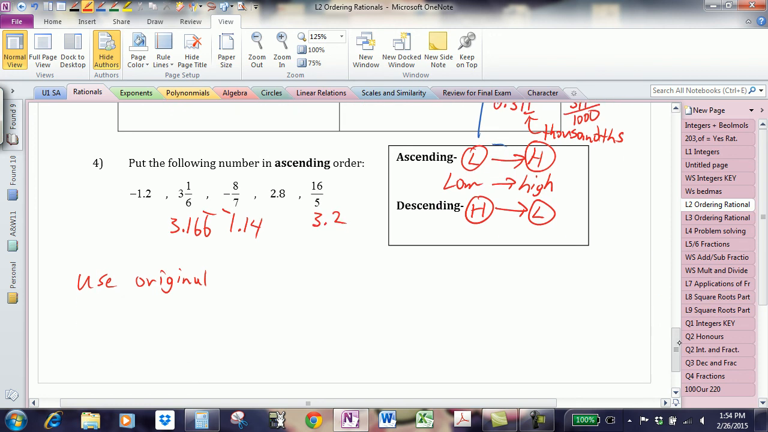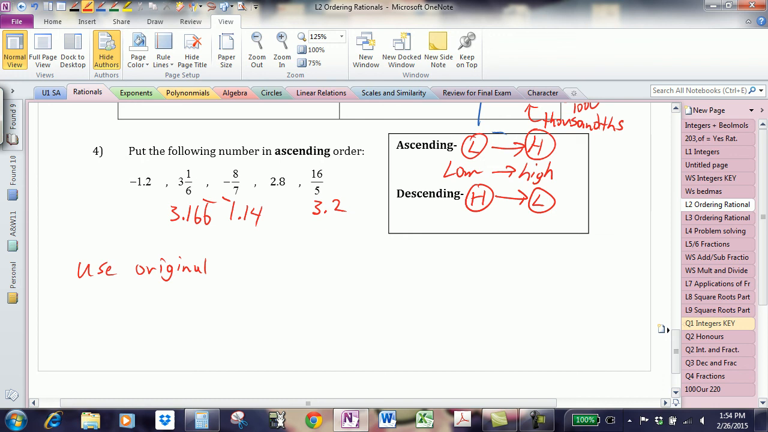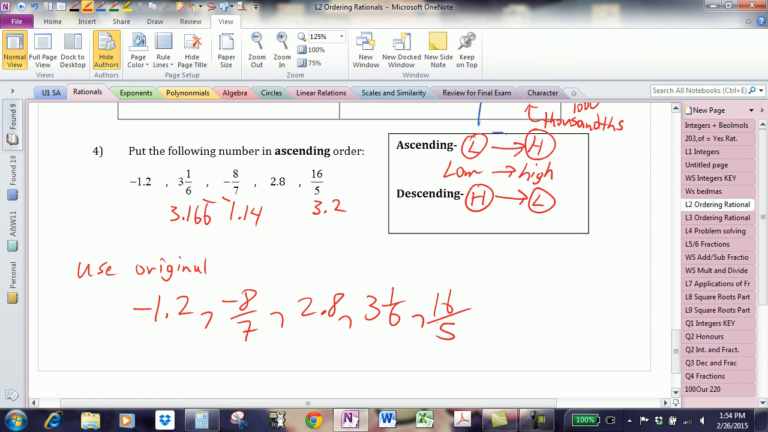Okay, so which one's the smallest? Negative 1.2. Then what do we have? Negative 8 over 7. Then the other one. Okay, so you gotta be careful with your negative numbers and go from there. Any questions?